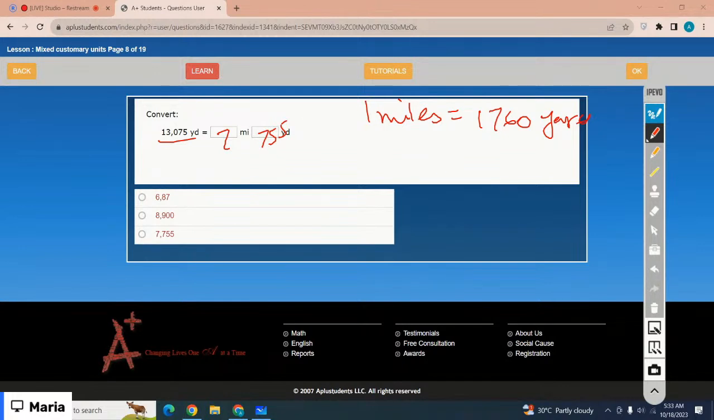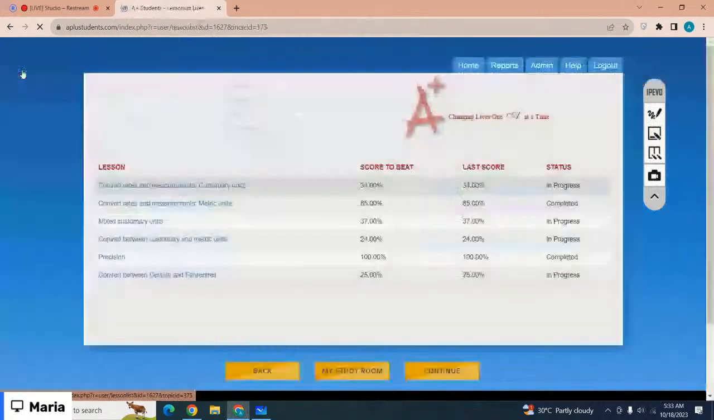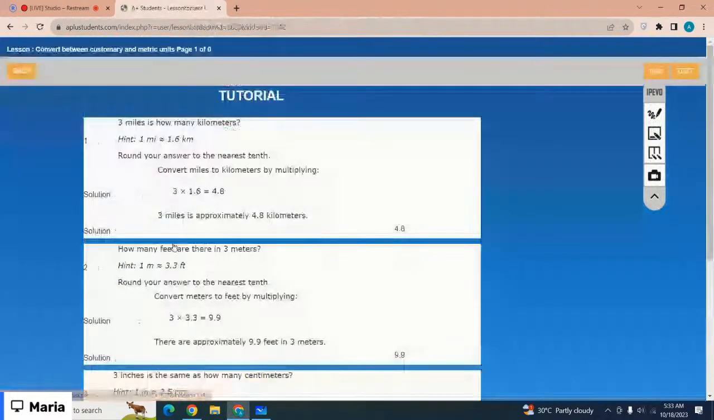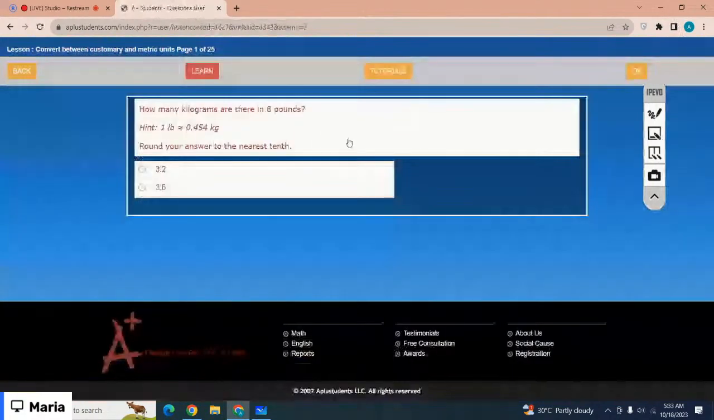Okay, you can complete the lesson by yourself later today. Let me just move on to the next lesson. The next lesson is convert between customary and metric units. Okay, let's just start with the test questions. How many kilograms are there in 8 pounds, right?